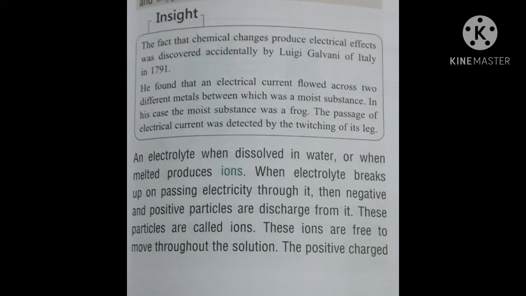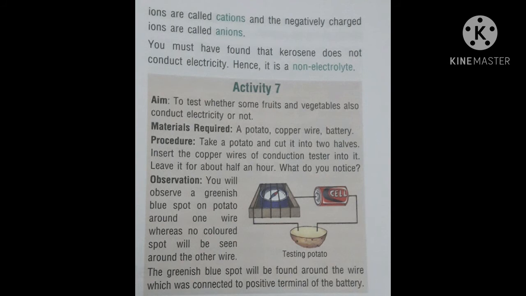An electrolyte, when dissolved in water or when melted, produces ions. When electrolyte is dissolved in water or when electrolyte melts on heating, it produces ions. When electrolyte breaks up on passing electricity through it, the negative and positive particles are discharged from it. These particles are called ions. These ions are free to move throughout the solution. Children, the positively charged ions are called cations and negatively charged ions are called anions.